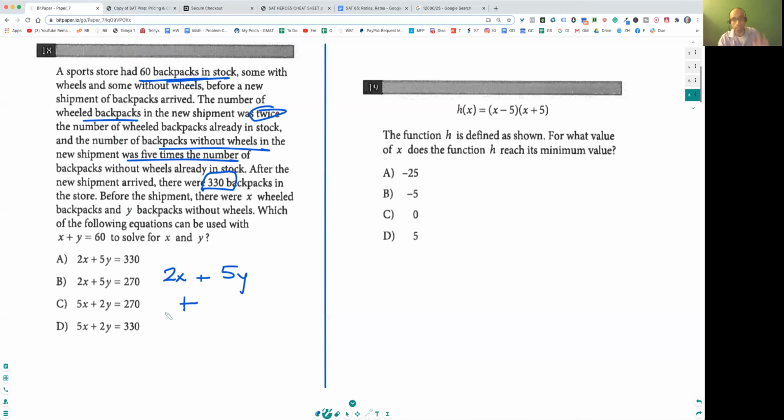So read this problem double carefully, okay? Well done, Zenor. And plus 60, and that's gonna be equal to 330. So there's 3 pieces here: the wheeled backpacks, the non-wheeled backpacks, and the 60 already. That's why you subtracted to the other side, and then you get 2x plus 5y. When you subtract 60 from both sides, you get 270. So that's why this is the correct answer, okay?